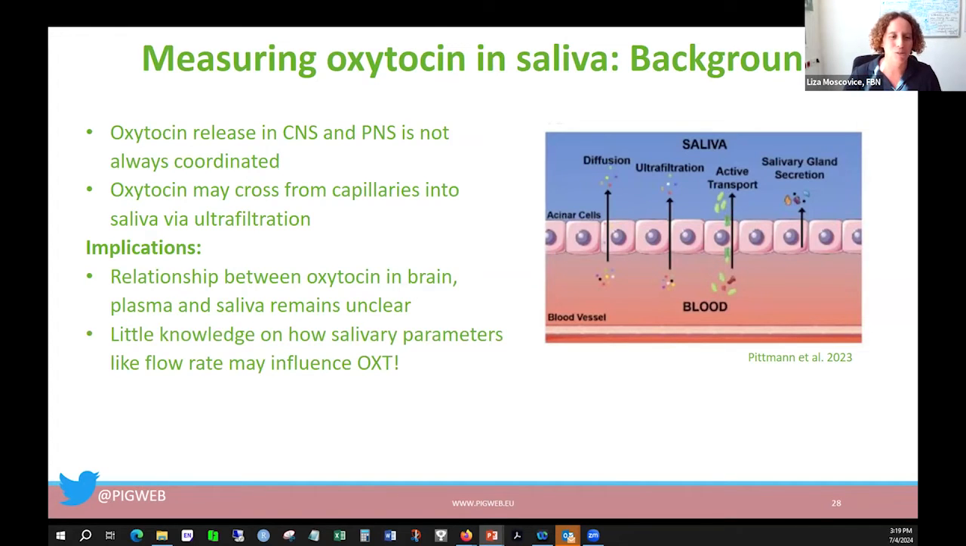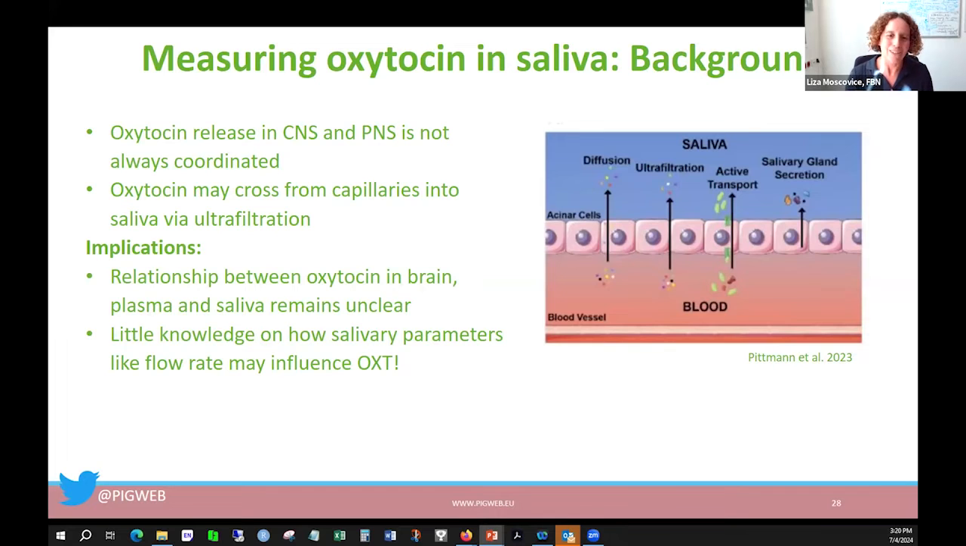And we also don't know, just like with other hormones, but even more so with the peptide hormones, how they're being affected by salivary parameters. This includes things like differences in flow rate of saliva, which are probably influencing ultrafiltration. So it's much more likely with peptide hormones that the amount of saliva in the system, the flow rate, is influencing how much is passing into saliva.